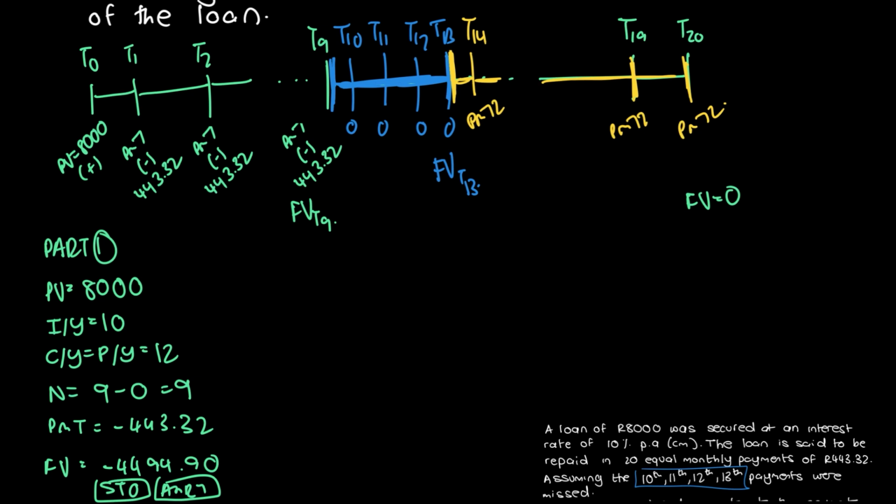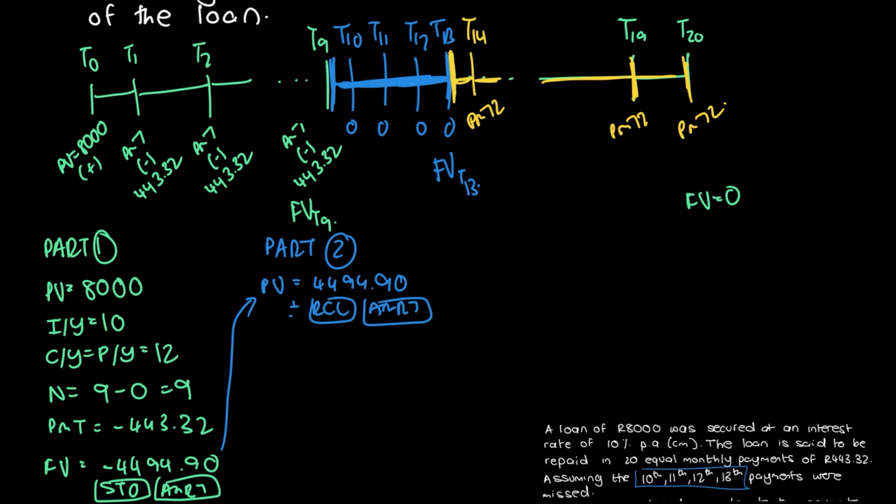Then we go to part 2. Part 2 has a present value that was the future value of that one, so it is 4494.90. And once again, recall it from your memory. Don't type it in, so you don't lose any valuable information. So it's going to be recall wherever you stored it. And we want it to be positive. Because it was negative on our financial calculator, it will be plus minus.